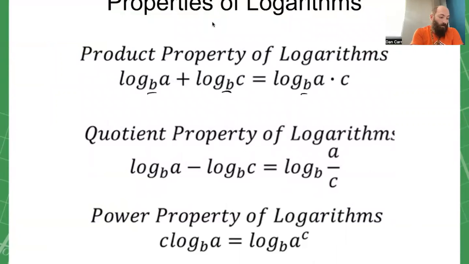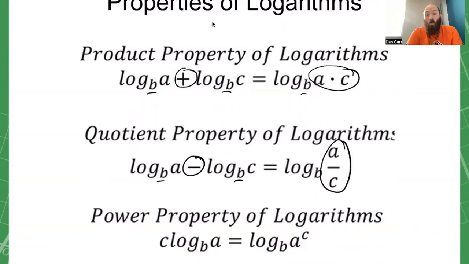Log base b of a plus log base b of c is the same as taking log base b of a times c. So what we're saying here is that these two arguments get multiplied together as long as this is addition. The quotient property, same thing, it's got to be the same base number here. So if we are subtracting the two logs, we can put them together as a division problem. That's a quotient idea. So again, addition turns into multiplication, subtraction turns into division.